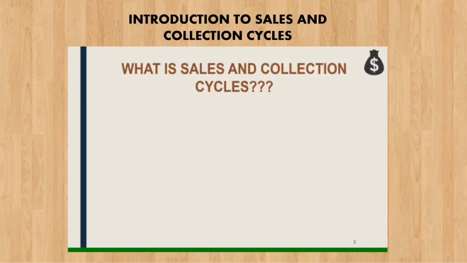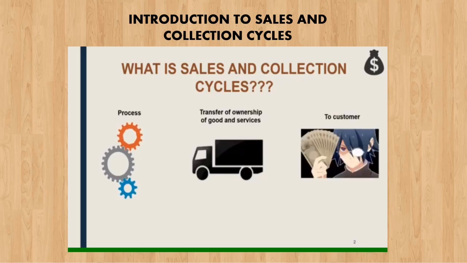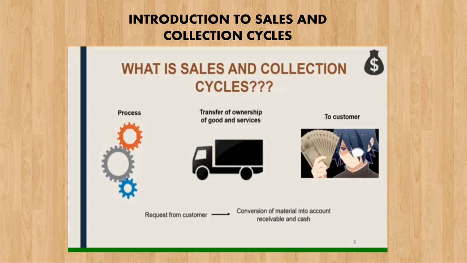What is sales and collection cycle? Sales and collection cycles involve the process and decisions for the transfer of ownership of goods and services to customers. This happens after the goods are made available for sale, and it begins with a request from the customer and ends with the conversion of material into account receivable and cash.